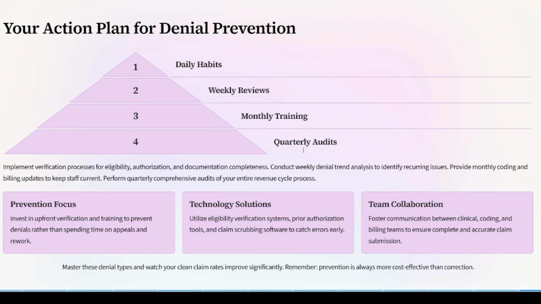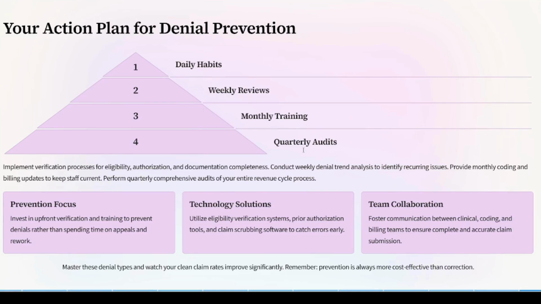So your action plan for denial prevention. 1, you want to have a daily habit. 2, you want to have weekly reviews. 3, you want to have monthly training. And 4, you should have quarterly audits. Implement verification processes for eligibility, authorization, and documentation completeness. Conduct weekly denial trend analysis to identify recurring issues. Provide monthly coding and billing updates to keep staff current. And perform quarterly comprehensive audits for your entire revenue cycle team.